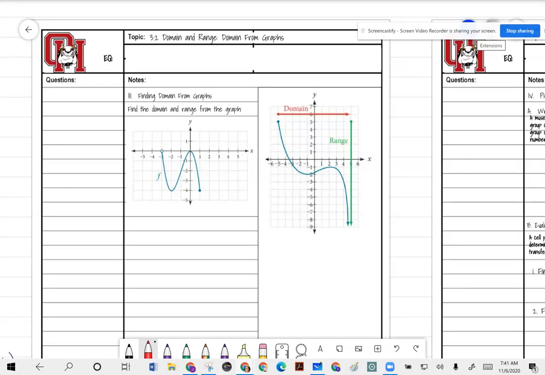Hi guys, so in this video we're going to talk about domain and range from graphs. I have this little graph in your toolkit right here as a reference. It's over here in your toolkit.